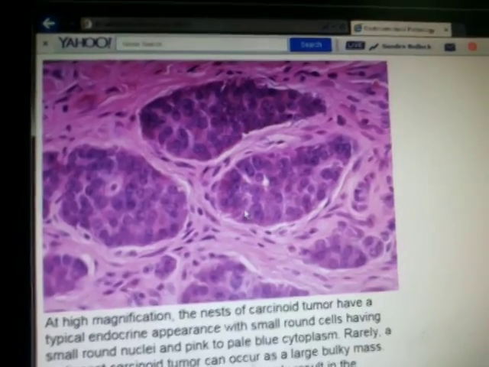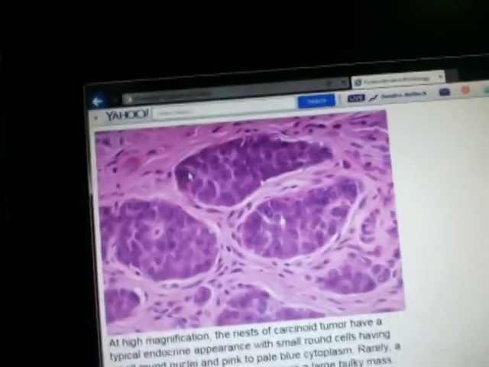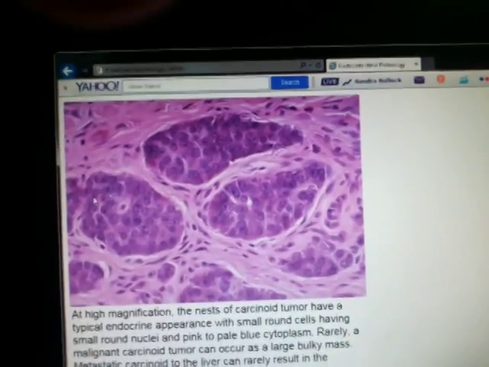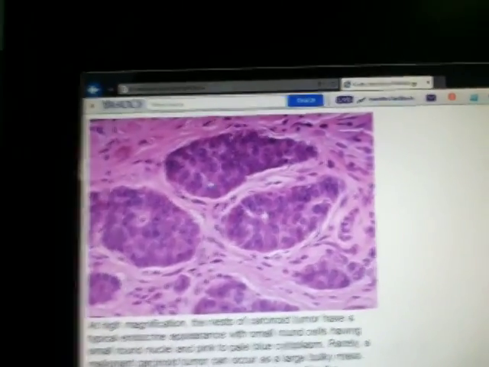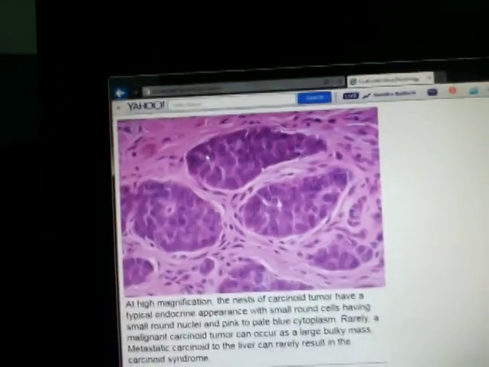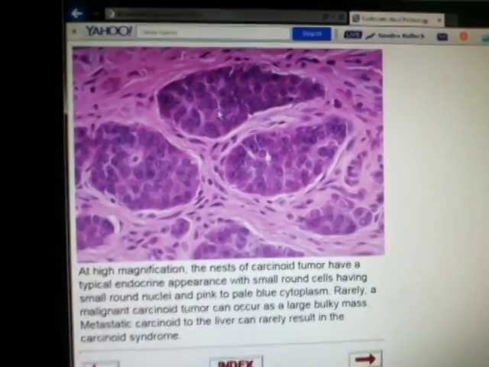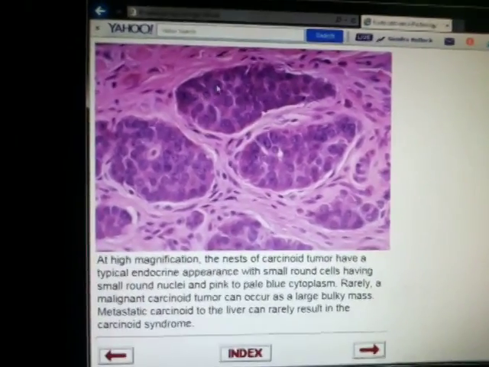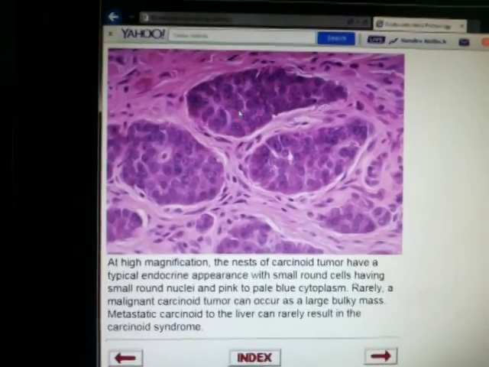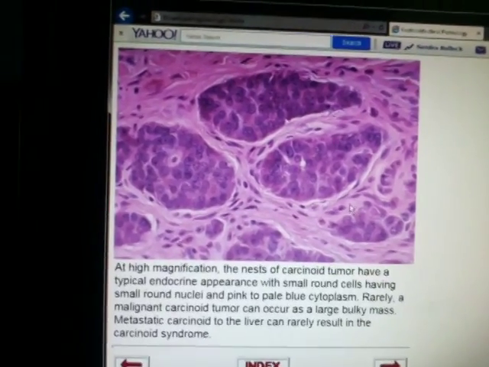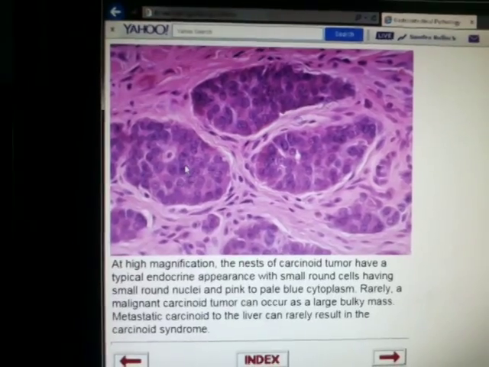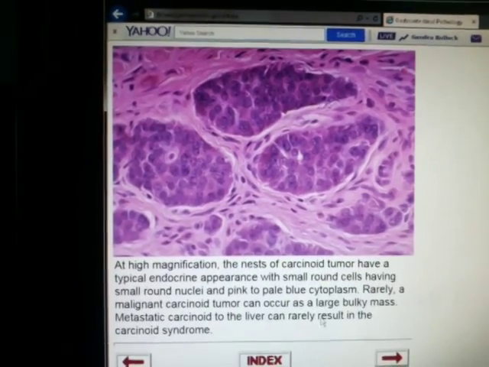A higher magnification of the cells. The cells are forming a nest, and all these cells are uniform, small, and blue in color. They have a characteristic chromatin pattern, which is dot-like. Here we have some of this chromatin like a dot, and so it's called salt and pepper, which is characteristic for neuroendocrine tumor.